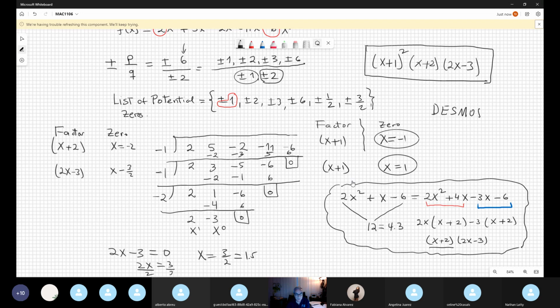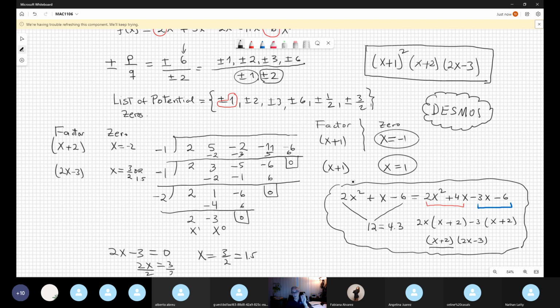The factor is x minus 3/2, but the zero is positive 3/2, or 1.5. You see, right now in decimals, it's easy. You take the problem, you put it in decimals, and you see the real zero in decimal.